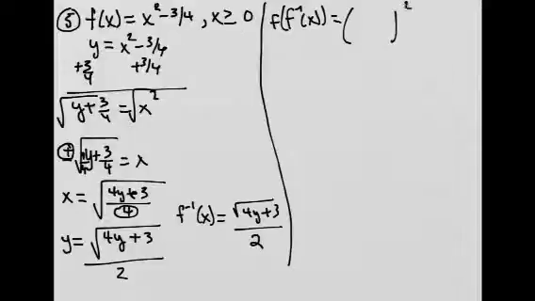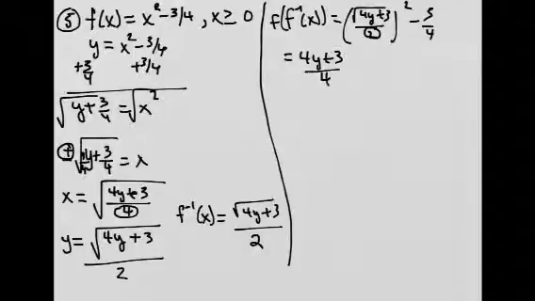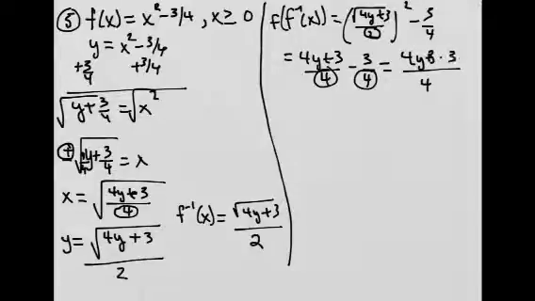squared minus 3/4. So in here I'm going to put square root of 4y plus 3 over 2. So when you square the square root, you get rid of the radical, but remember this 2 is not inside the square root, so that one is going to get squared. So this is going to give me (4y plus 3)/4 minus 3/4. Since I have the same denominator right here, I can combine them, and we get 4y plus 3 minus 3. So the 3's are gone.